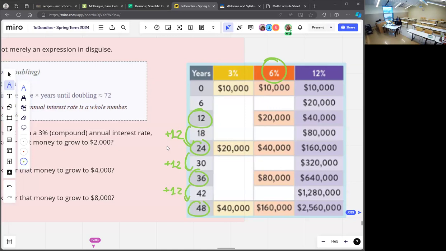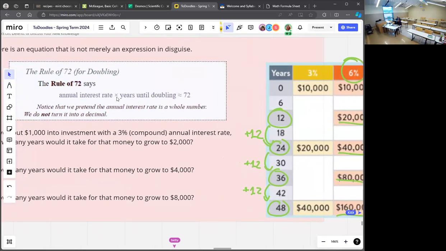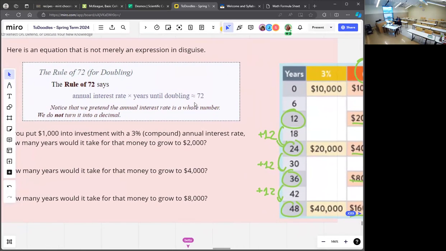So now it will double then, 20,000, 40, 80, 160. Now we're getting somewhere. Although 160 is still not really enough to retire on. So in this formula, the interest rate times the years until doubling is 72. See how it's different? It's not just answer equals a bunch of stuff.